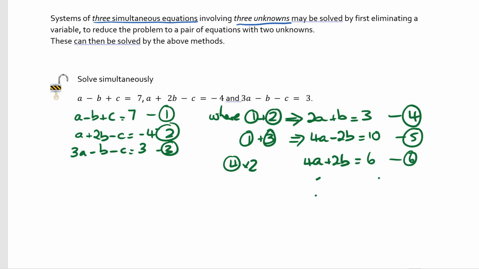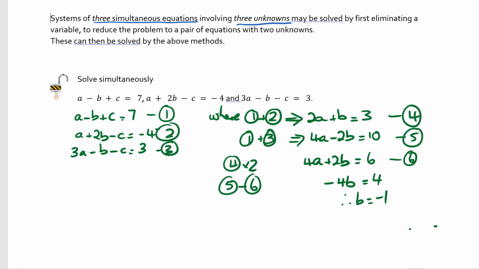And if I then take equation 5 minus 6, that will give me 4a minus 4a, minus 2b minus 2b, so minus 4b, and 10 minus 6, which is 4, therefore b equals minus 1.